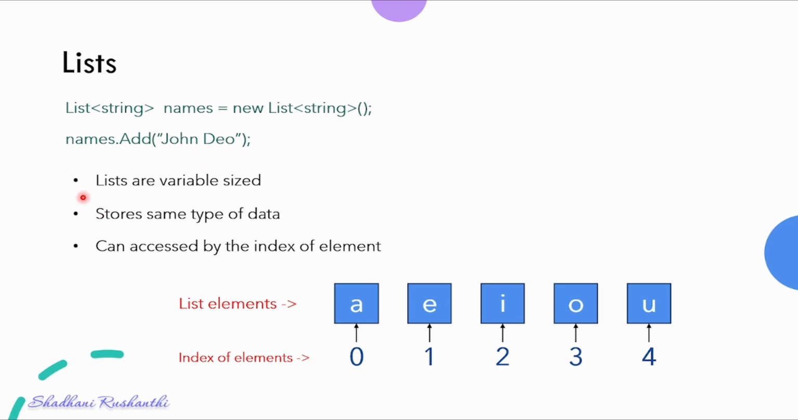So same as arrays, lists also have some basic features. The first thing is lists are variable size. As I have mentioned before, you don't need to predefine the size of the list. The elements of the list that you are storing should be the same type of data. And same as arrays, you can access the elements of the list using their index. The index numbers of the list elements are the same as I explained in the arrays lesson. So to get a clear idea about lists, let's learn this with more examples.